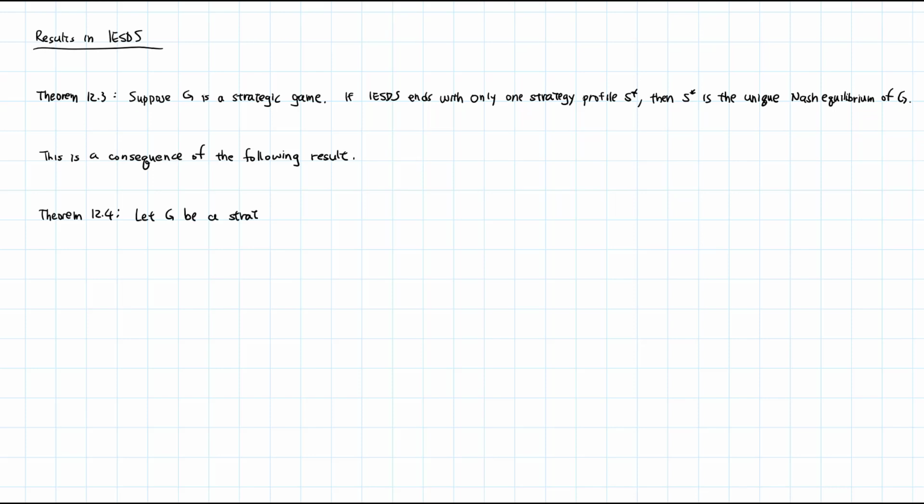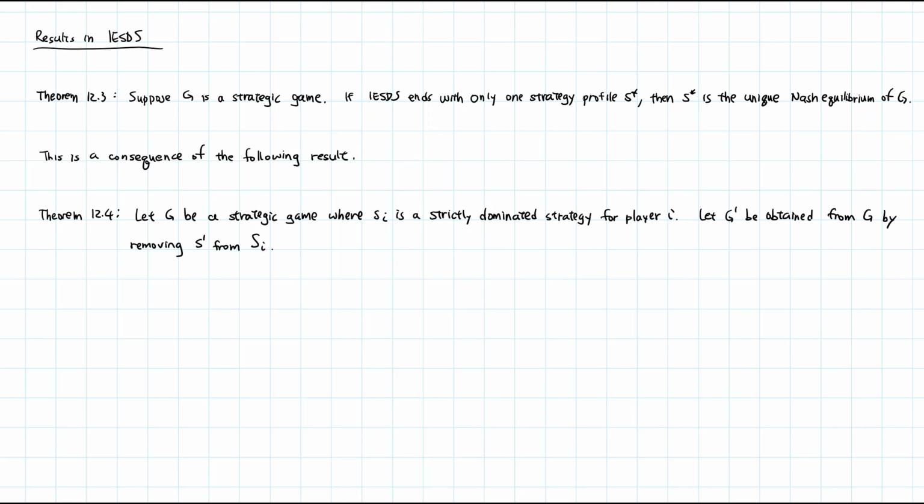Let G be a strategic game where Si is a strictly dominated strategy for player i. Let G' be obtained from G by removing Si from the strategy set for player i. Then, S star is a Nash equilibrium of G if and only if S star is a Nash equilibrium of G'. We now give a sketch of the proof here.